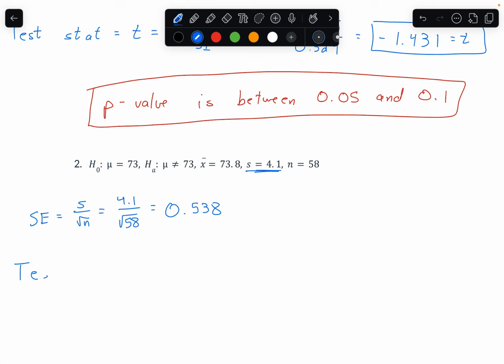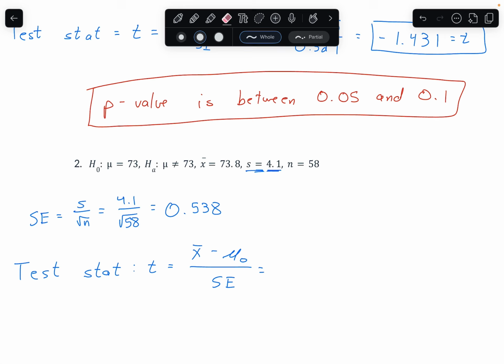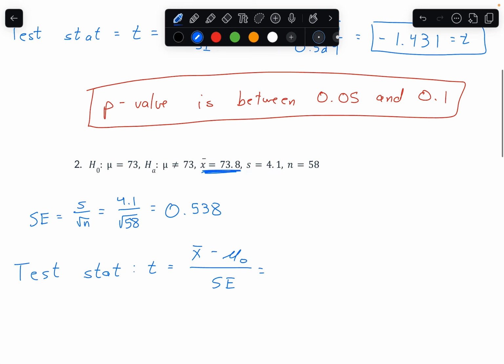Once I have that, I can go and find my test statistic. So my test stat is a t-score. I'm going to be using my t-distribution. And the formula for that is x bar minus mu naught divided by our standard error. So x bar is coming from our sample mean. We're looking at this guy right here for our x bar. That is 73.8. So 73.8 minus my mu naught.